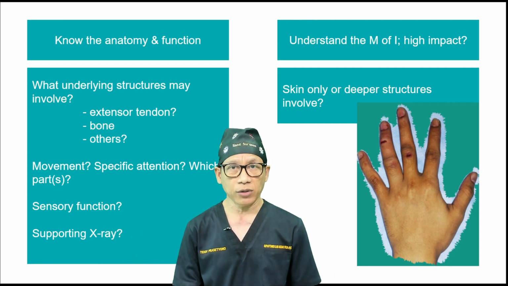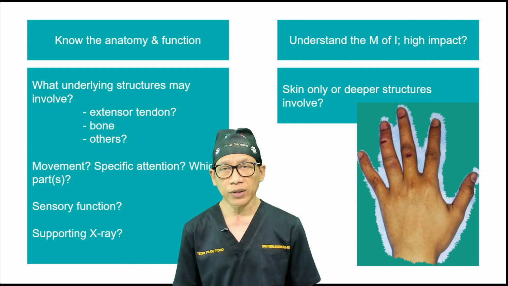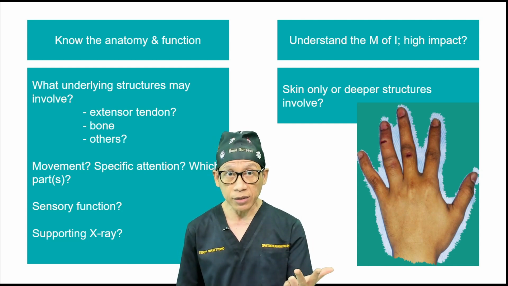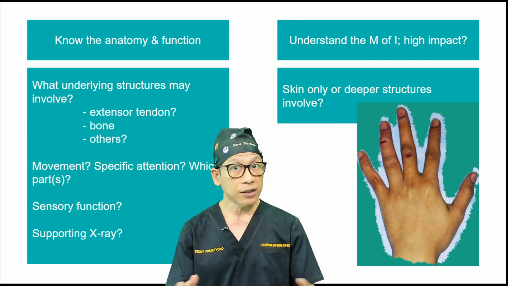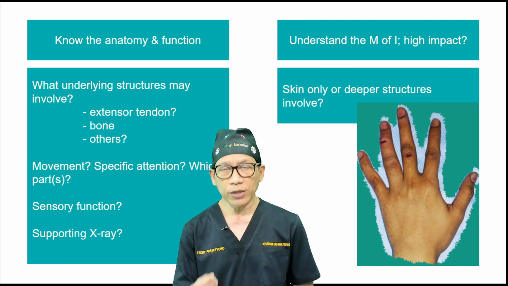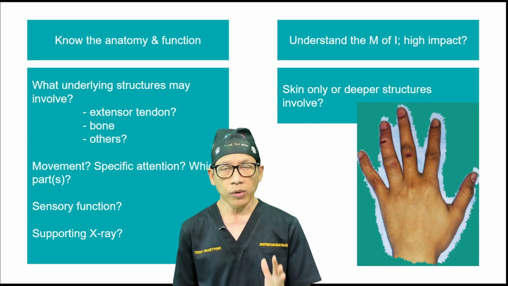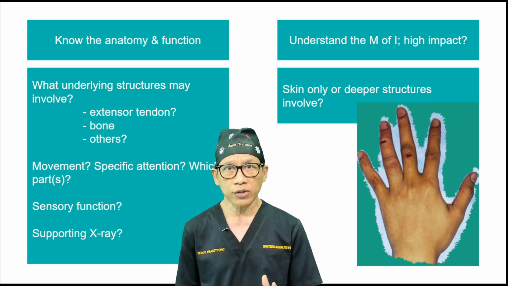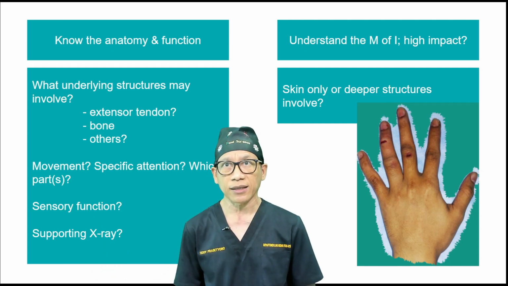It's very easy because you can recall the dermatome of the radial, median, and ulnar nerve. It's very easy. You can just Google the anatomy about the sensoric territory. And of course, when you need to make your diagnosis, and you suspect that the bone or bony framework, including the joint structures, are involved, then you may need a supporting X-ray.